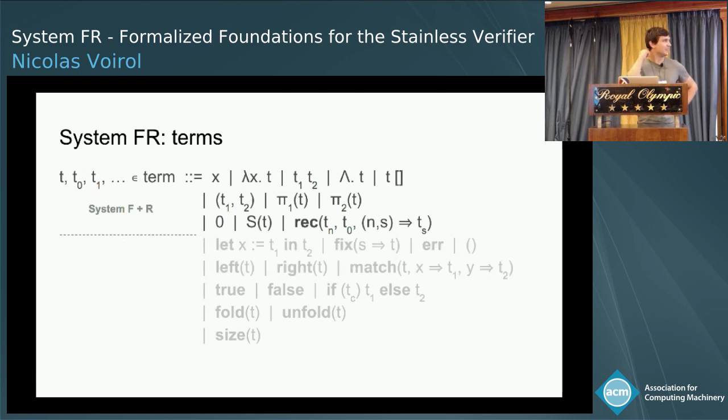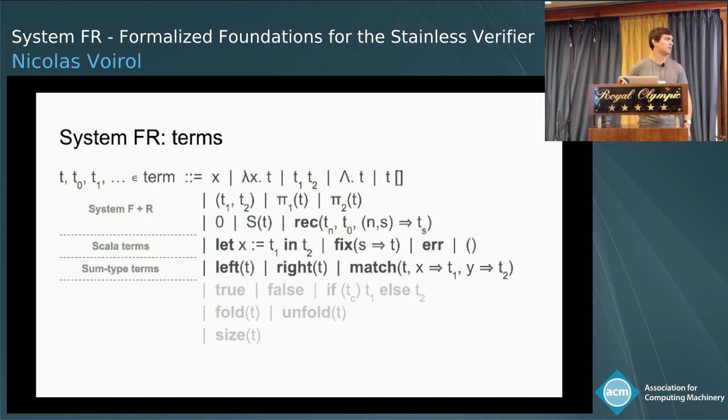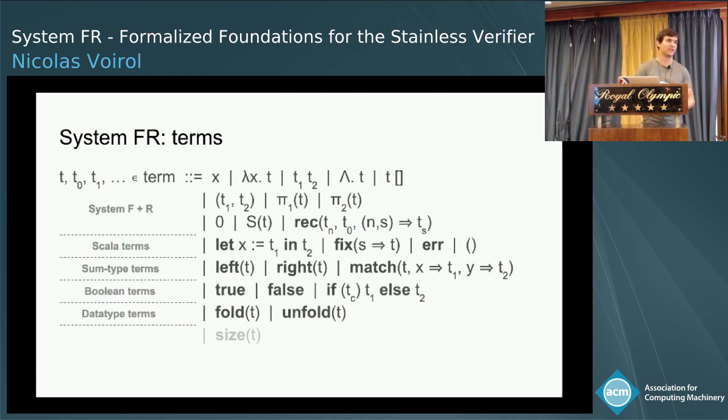It's System F, so higher-order functions with type abstractions, plus R, which gives you natural numbers and a recursor. Then, because we want to do Scala verification, we added some typical Scala terms like let bindings, fixed point, a stuck error term, the unit term, unit literal. Then some types, because they're useful for defining data types: booleans, then fold and unfold to get recursive types. And finally, a size term, which we use when proving termination by doing induction over the size of recursive types.